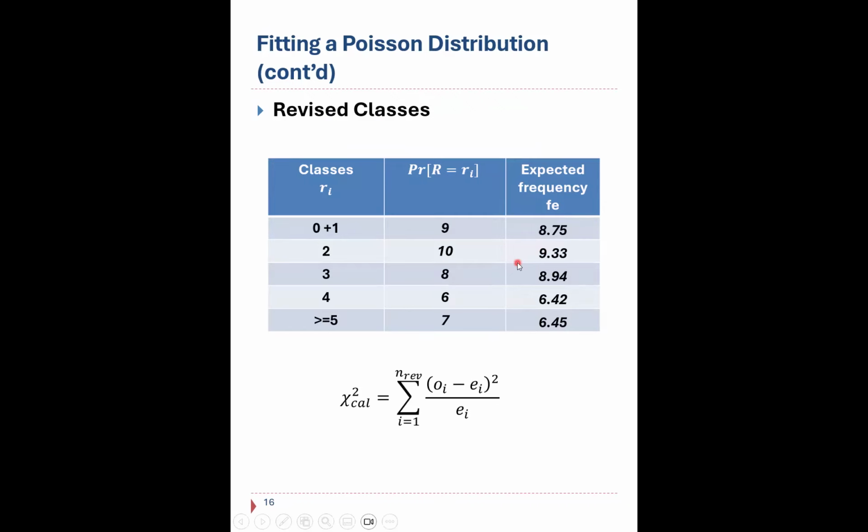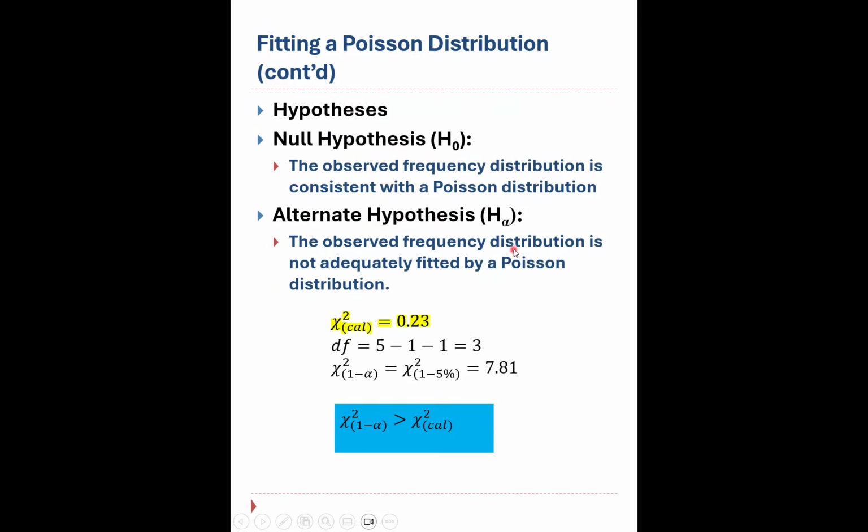So we go for the revised classes. Classes with variables 0 and 1 are added to give us an expected frequency of 8. And likewise, all the classes are merged to give us a frequency of 6.45. Then we calculate the metric for the chi-square test, and it leads to a value. Well, the chi-squared calculated value is 0.23 in this case.